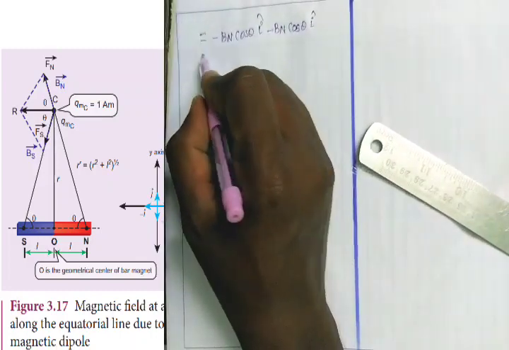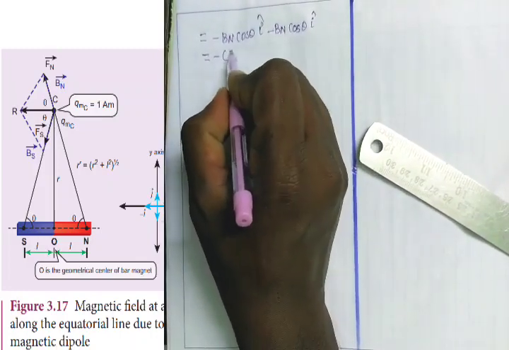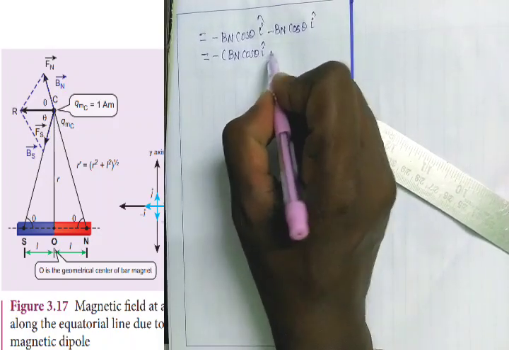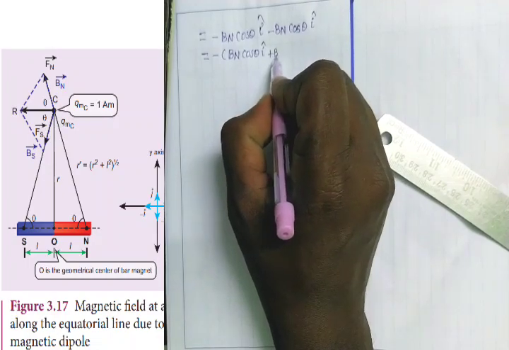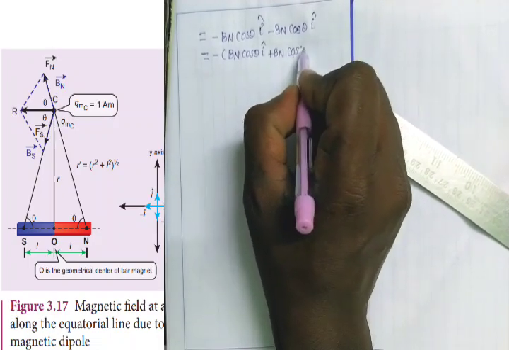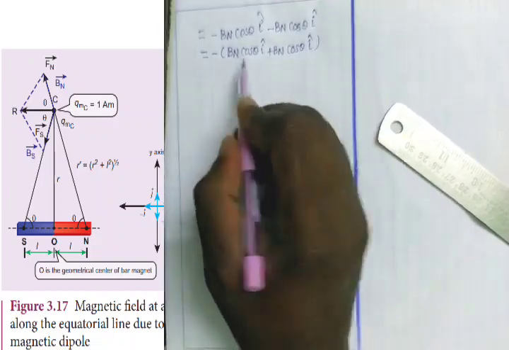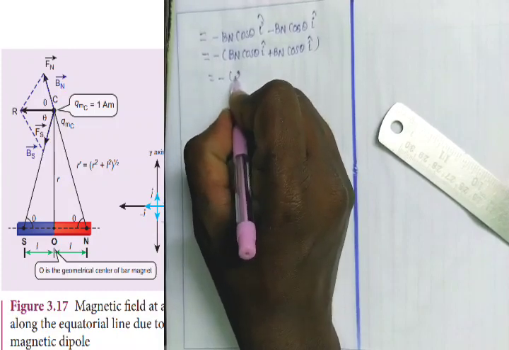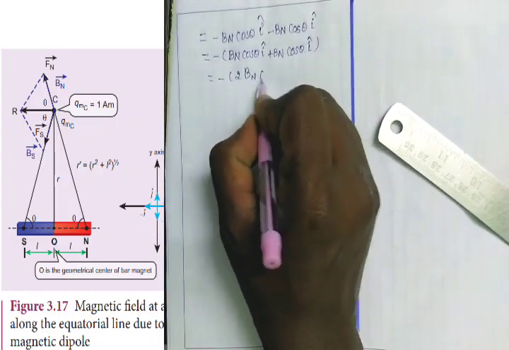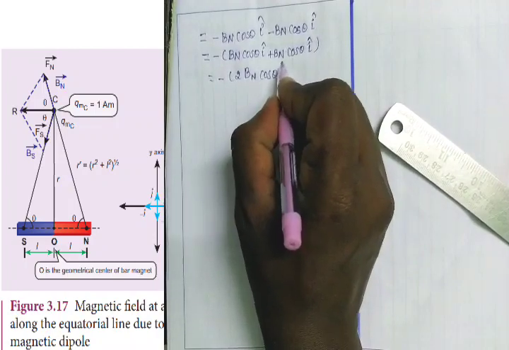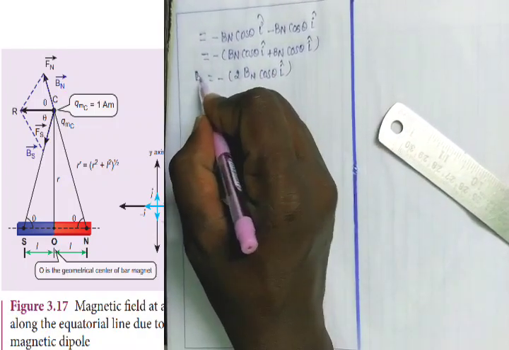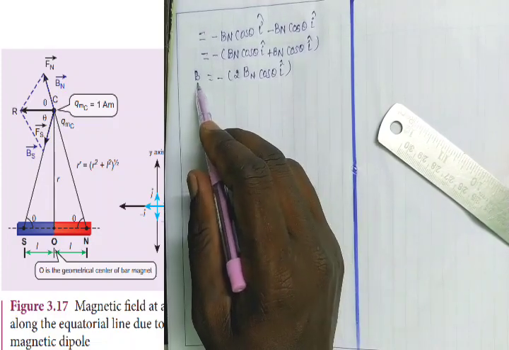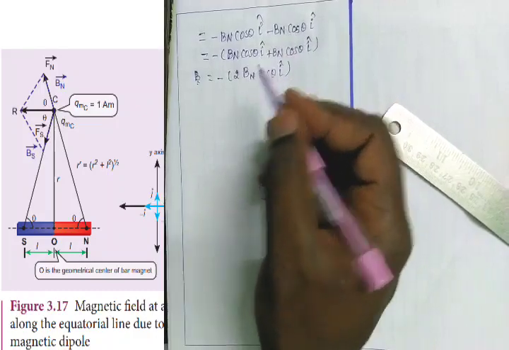So both are same. So common minus and balance one, Bn cos theta i cap plus Bn cos theta i cap, 2 Bn cos theta i cap. So minus 2 Bn cos theta i cap. What is this? It is called the total magnetic field at point C, or the resultant magnetic field at point C.